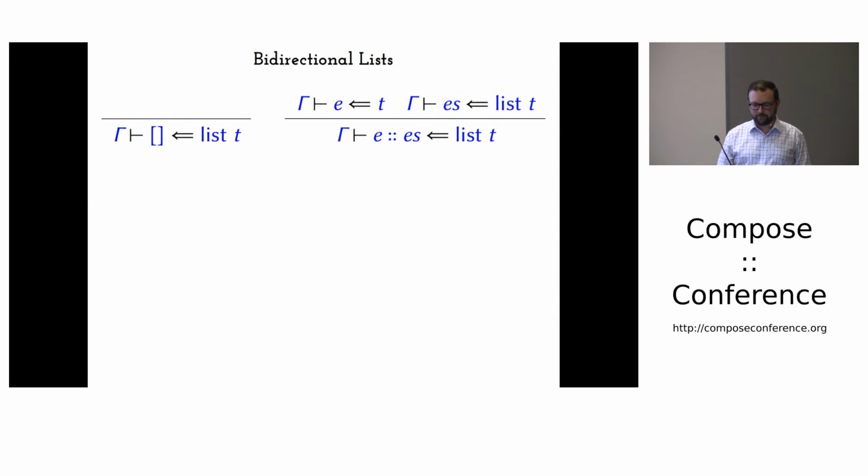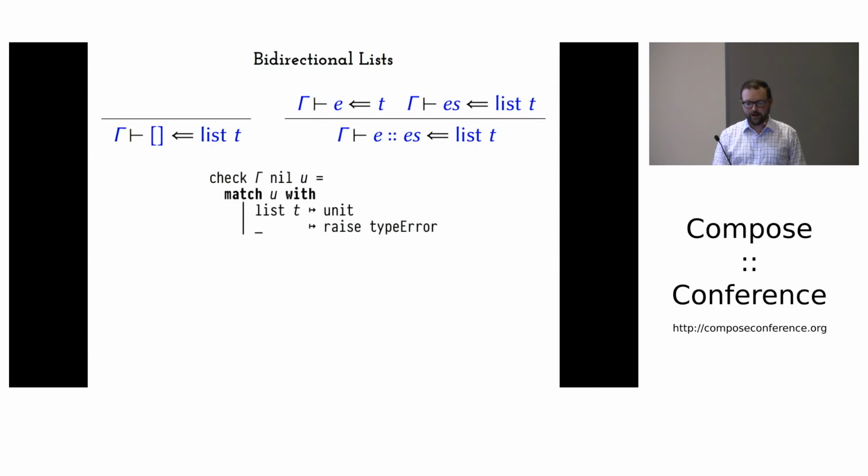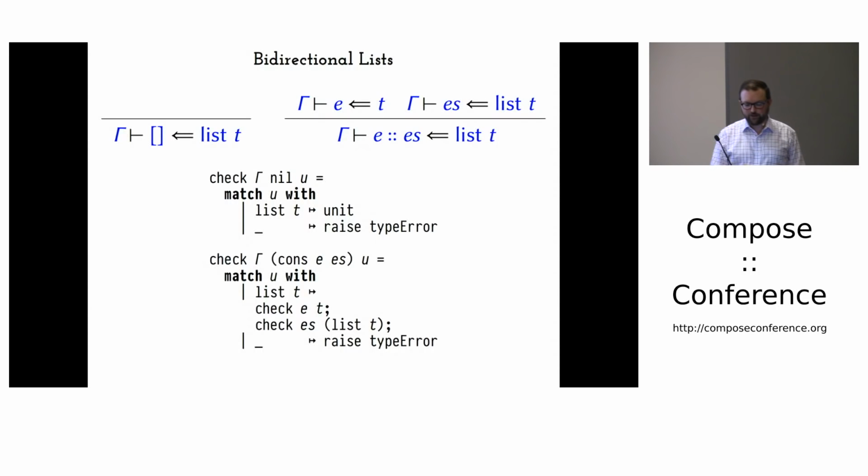So let's check these. So the empty list, we can check it against the type list T, and then we're done. And if we have E cons E's, where E's is just a meta variable standing for an expression as well, then we can check that it's a list T by first checking that E is a T, and then checking that E's has type list of T. And so the implementation for nil is that list of T, well, we see that the type coming in is list of T, and we're done. And for cons, we check that the head of the list is a T, and we check that the tail of the list is a list of T's, and then we're done.